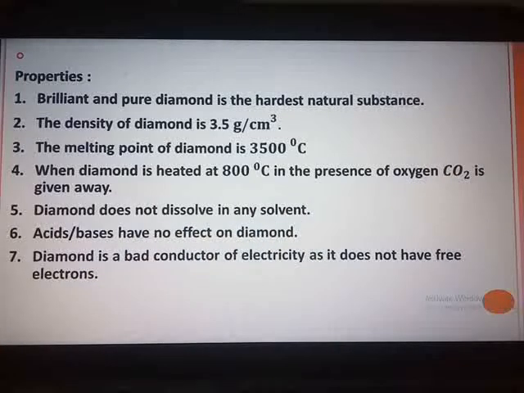It does not dissolve in any of the solvents, neither acids or bases have any effect on it, and hence you can say that diamond is used in making ornaments. The last property is it is a bad conductor of electricity because no free electrons are present in diamond. You know, for any substance to be a good conductor, free electrons should be present, which are the charge carriers, and diamond lacks these free electrons, which makes it a bad conductor of electricity.